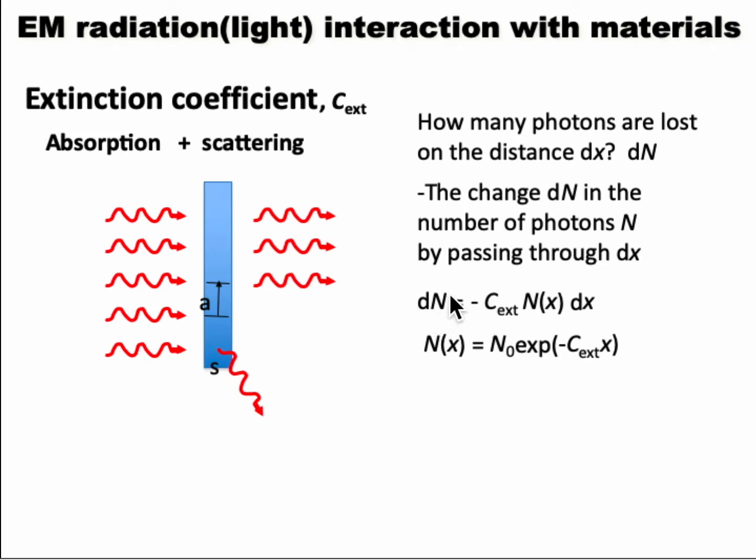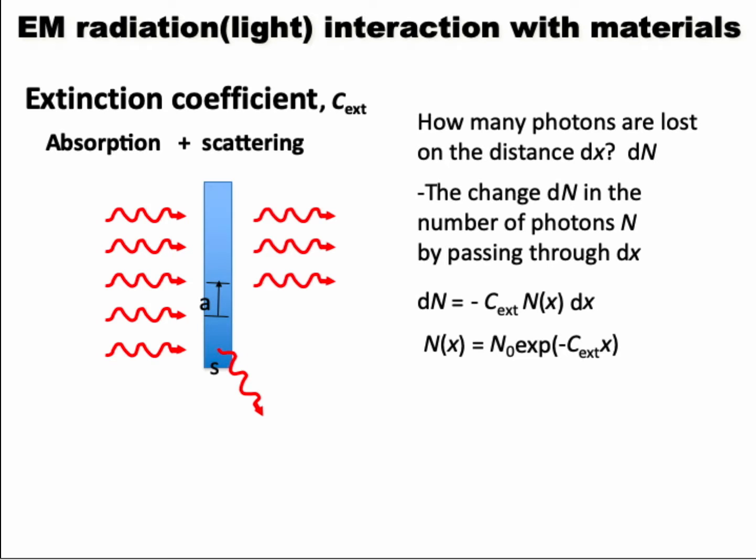It is natural that it is proportional to how many photons fall onto the slab, N(x), and also proportional to the delta x, the thickness. We call the proportionality constant C(x). The negative sign is because we lose photons. We can integrate this and we see that the intensity falls off exponentially with distance.